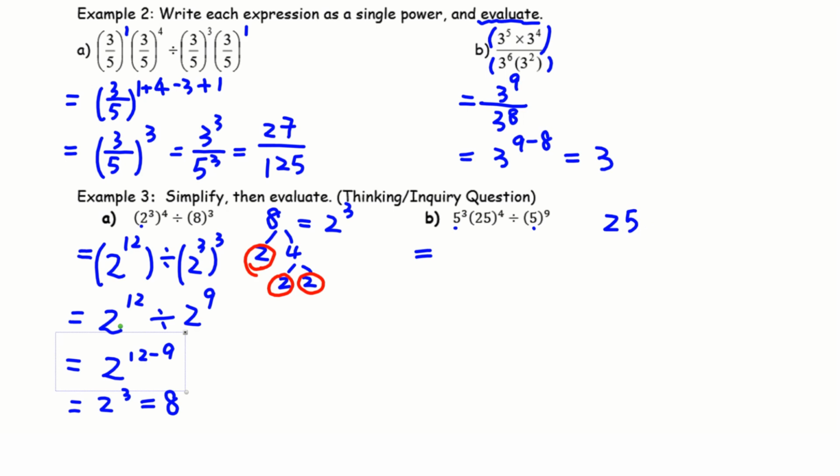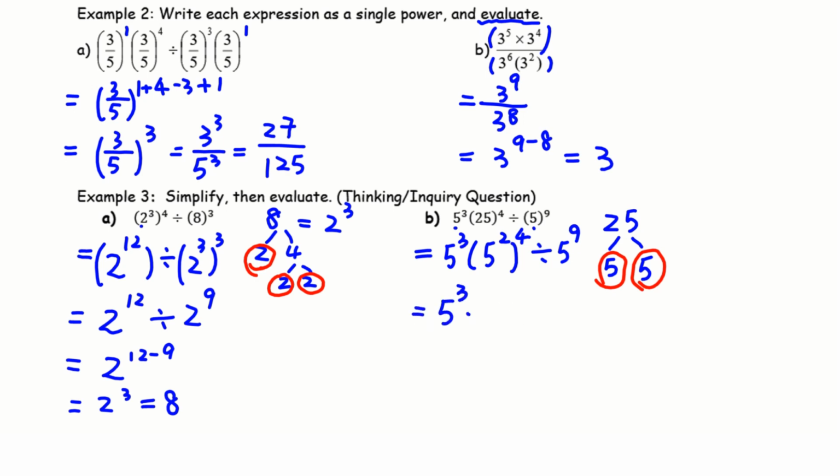So 25, we find the factors of 25. 25 divided by 5 gives you 5, so we know 25 is 5 squared. 5 times 5. The ends of the factoring tree are the factors. Times together they give you 25. Then to the exponent 4 divided by 5 to the exponent 9. Then we have 5 to the exponent 3 times 5 to the exponent 8. Then divide by 5 to the exponent 9.